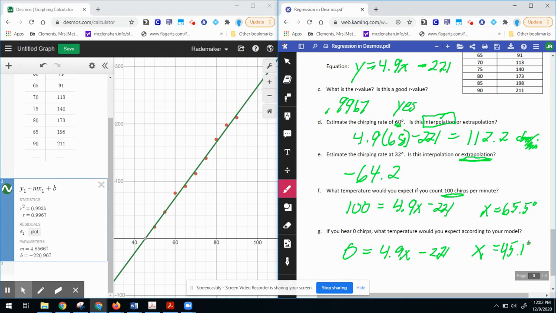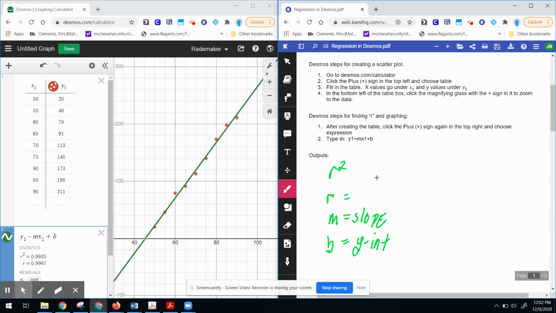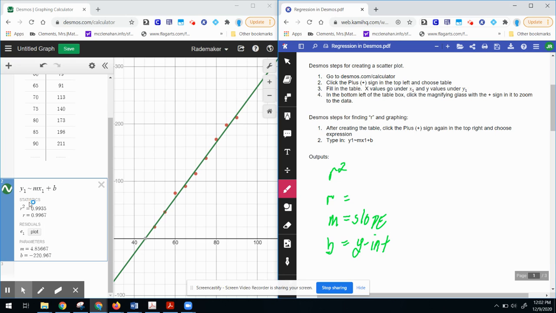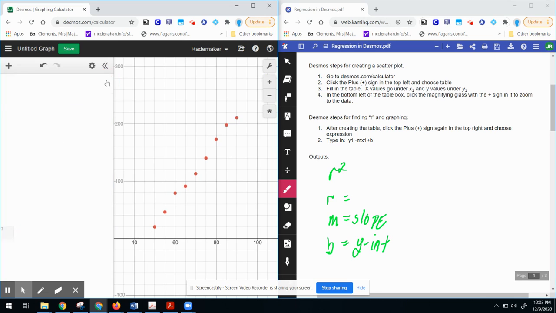Now again, I ran through those questions pretty quickly because we've already done problems like this. The main part of this video was to be able to graph in Desmos, which we now can do. Put the table in, put an equation in, and you're going to type that every single time. It's going to be the same format, y1 squiggle mx1 plus b. It gives you the m value, the slope, the b value, the y-intercept, and the r value, the correlation coefficient. If you want to do a new one, you just exit out of these, exit out of here, and then repeat the process.